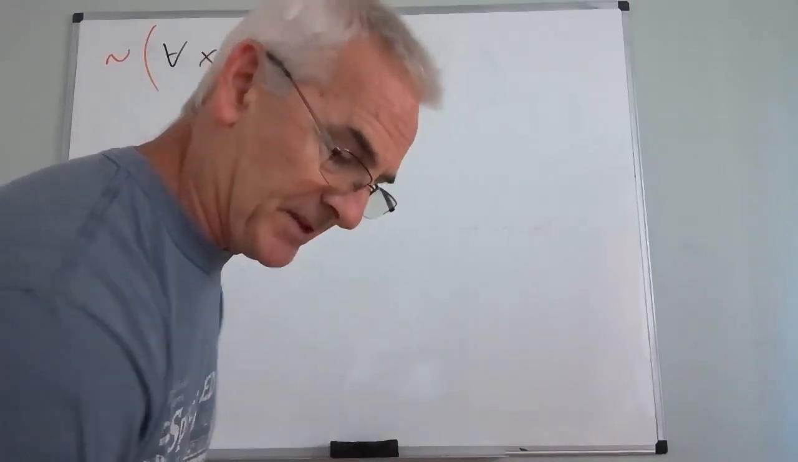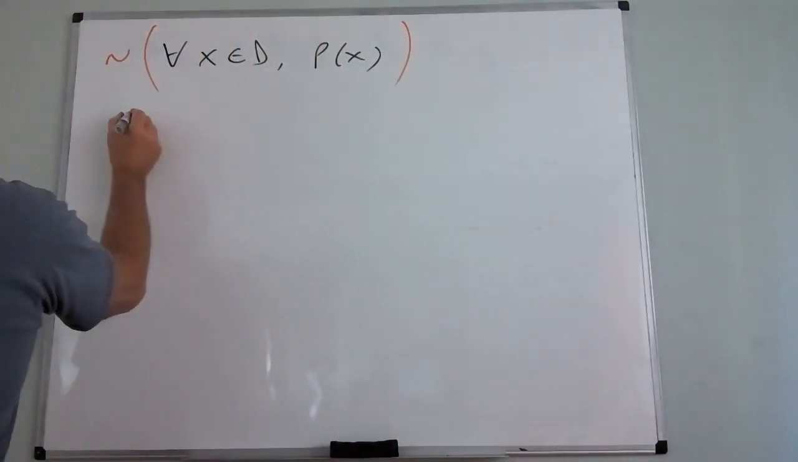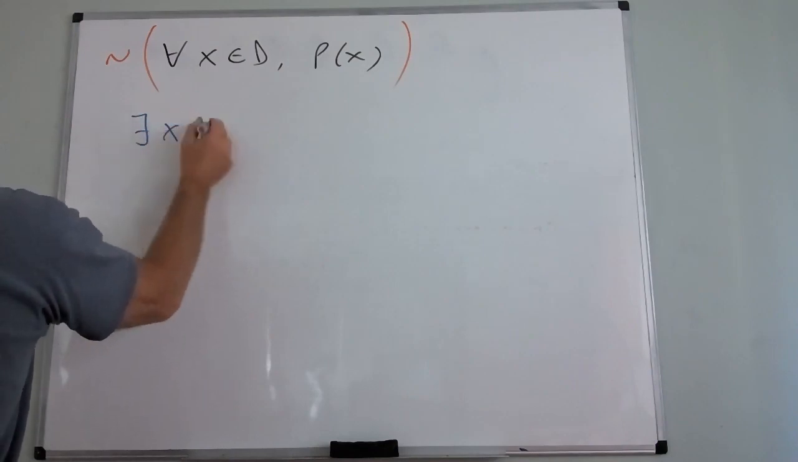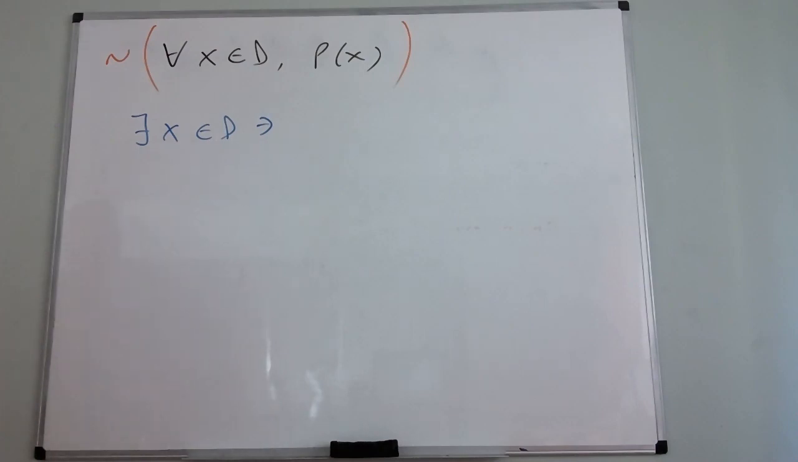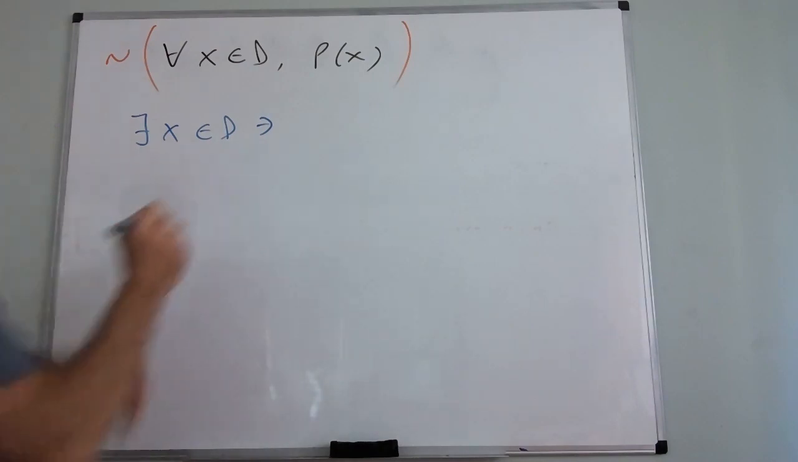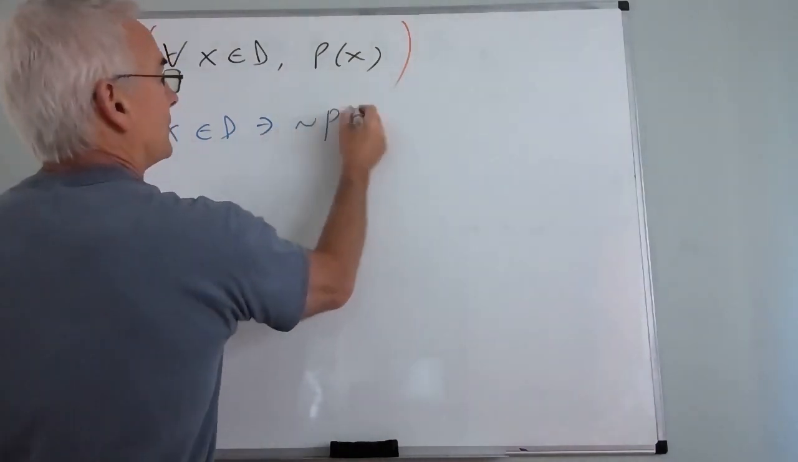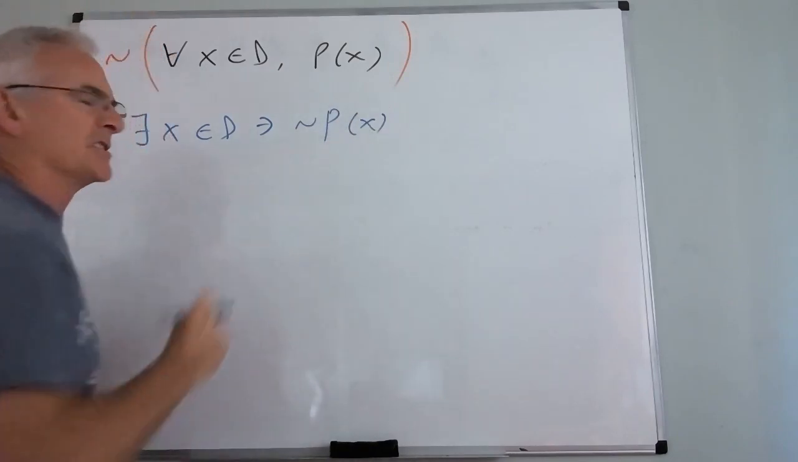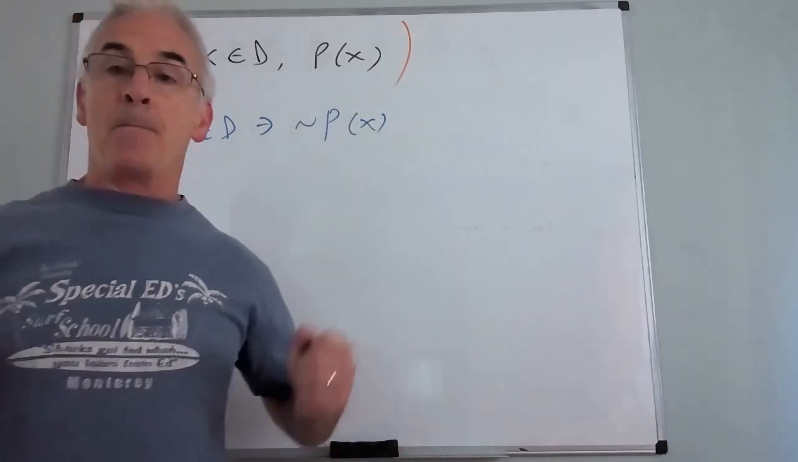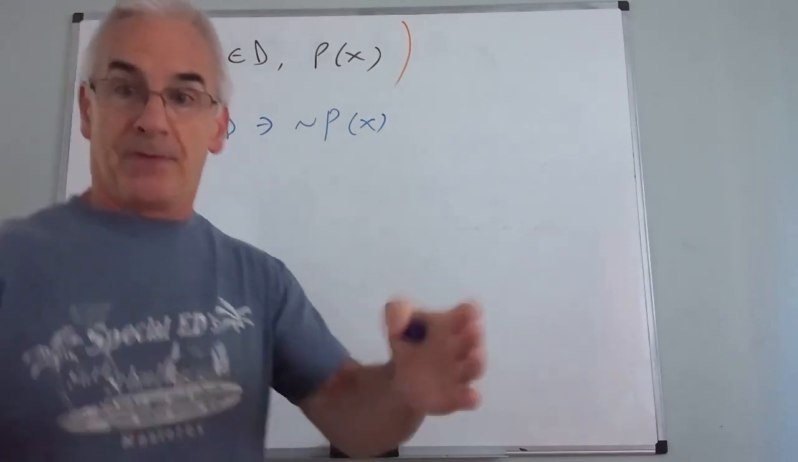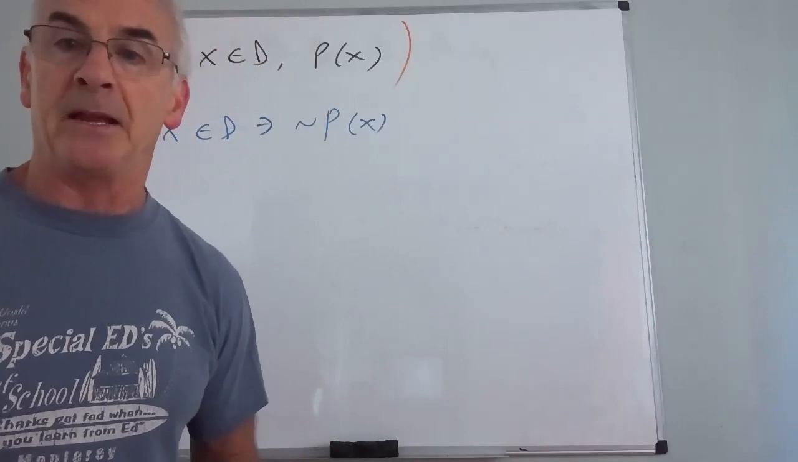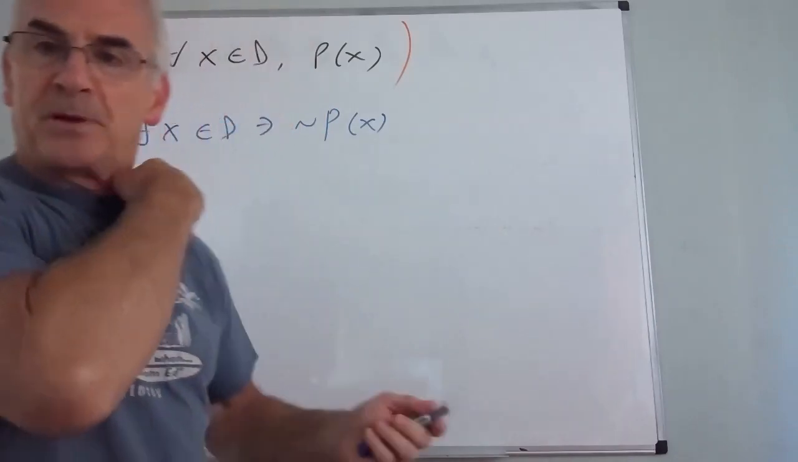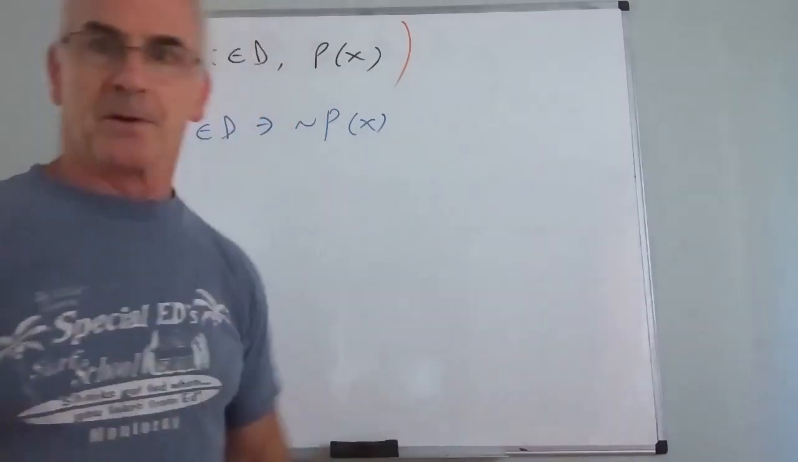So the negation of this would be: there exists an X in the domain such that not P of X. I'm going to be really generic because it depends what the statement P of X is. P of X is maybe they were a hockey fan, so now they're not a hockey fan. P of X might be you got a positive number, so not P of X means you got a non-negative number.